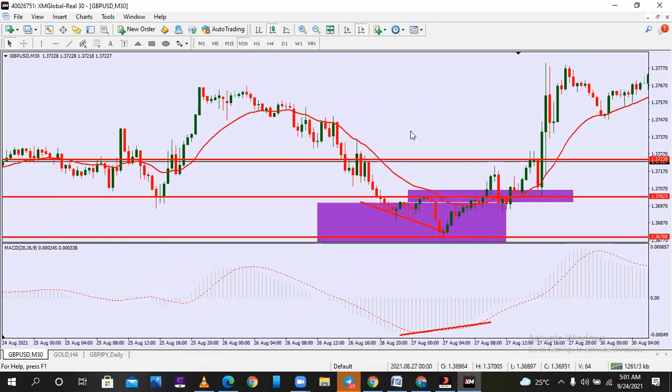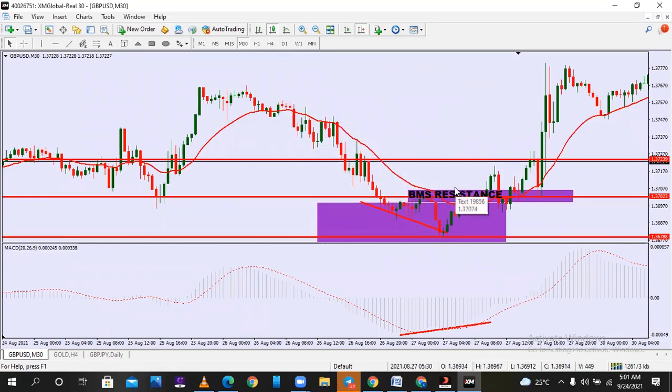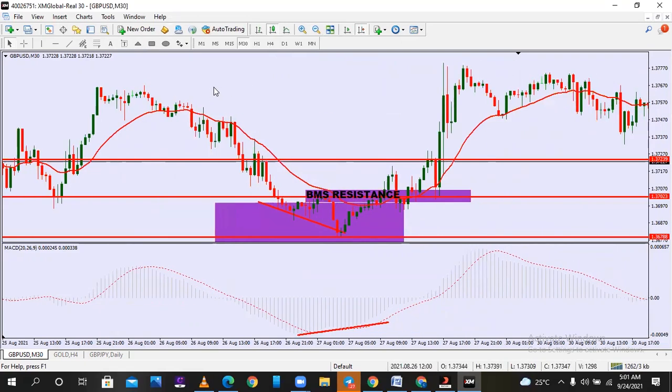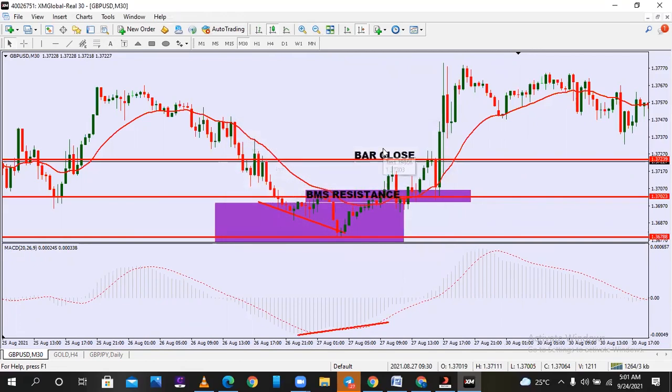30 minutes. Don't forget, this is our BMS area. This is our BMS resistance. And this is our candle close. Our bar close. The main time frame bar close around this region.